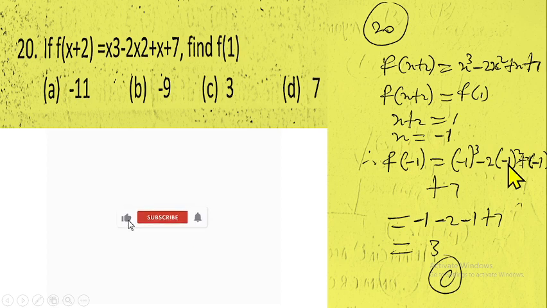Plus 1 times minus 2 will give us minus 2. Then here you have minus 1 times 1, minus times plus gives us minus, that will give us minus 1 as well, plus 7. And so minus 1 minus 2 minus 1 will be minus 4 plus 7, and that will give us 3. So option C is the correct option for question number 20.